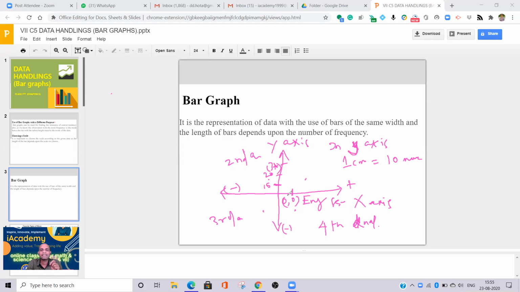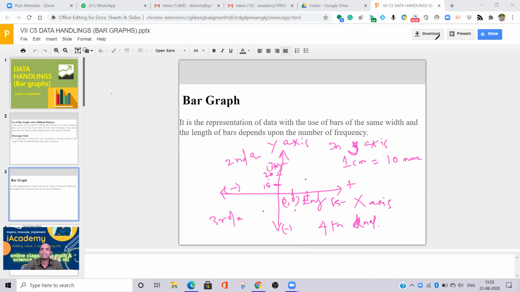Now understand, scale means nothing here but how much 1 centimeter represents, how many marks. That is called scale. On the x-axis also you can make it like that. 1 centimeter may be 50, maybe 60, maybe 100, depending upon the data. The data that we have collected, accordingly we have to make it, right?